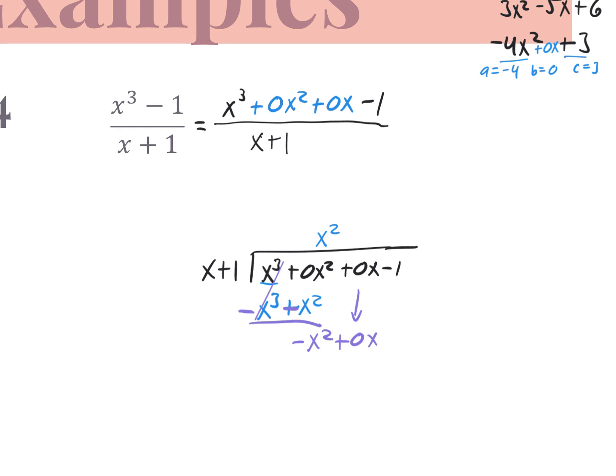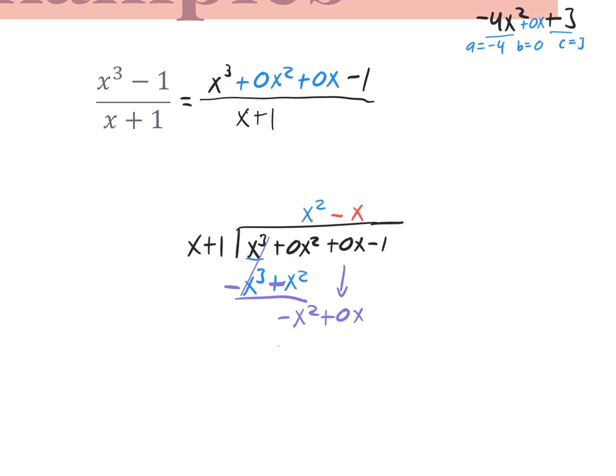So now let's see, what do we need to multiply x plus 1 by to get a negative x squared? In this case, it's going to be a negative x. When you distribute negative x to x plus 1, we're going to get a negative x squared minus x. All right, and now we can change the sign of everything, so that when we go to add it, negative x squared plus x squared is going to go away, and 0x plus x is just going to get us an x.